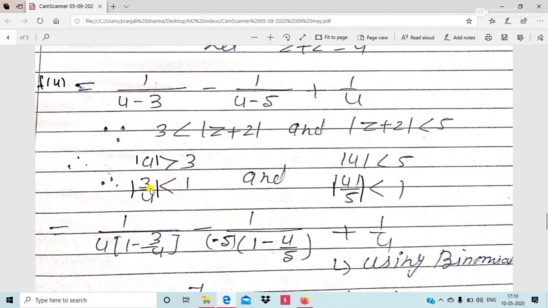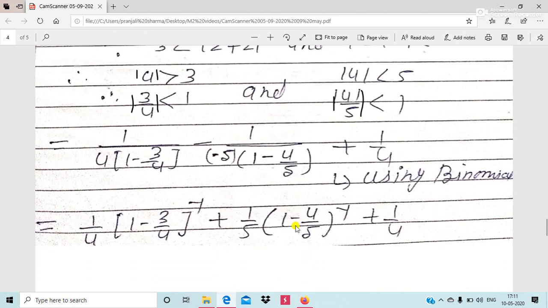So we introduce these two terms. Here we take u as common, therefore it will be 1 upon u into 1 minus 3 by u. Since mod of 3 by u is less than 1, it can be expanded using the binomial series as 1 minus x inverse. And from here if we take minus 5 as common, it will be 1 upon minus 5 into 1 minus u by 5, and since mod of u by 5 is less than 1, this term can also be expanded using the binomial series. This is our single term.